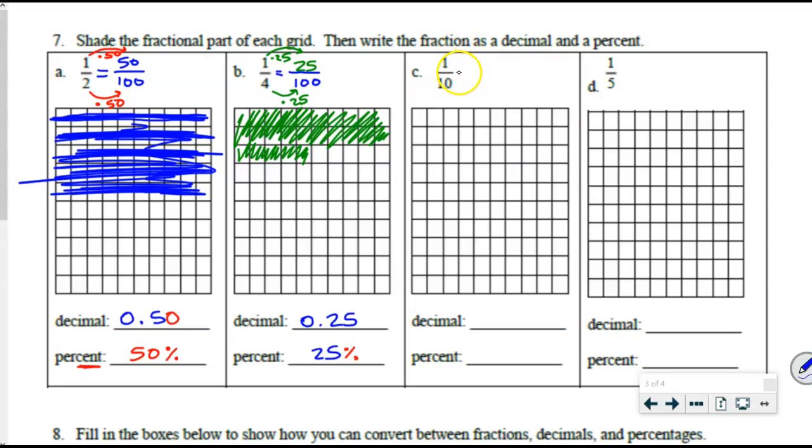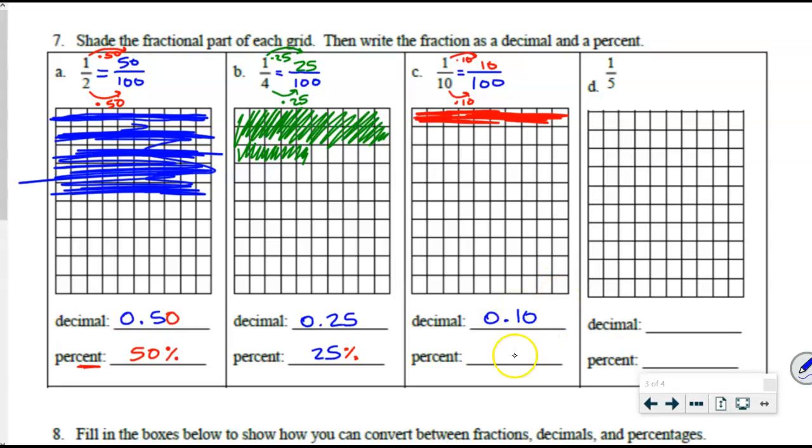1/10. That means out of 100, how does that 10 change to 100? We multiply by 10. So using our equivalent ratios, 1 times 10 is 10. So I should be shading 10 of them. How do I write that as a decimal? That's going to be 10 out of 100, or 10 ending in the hundredths place.